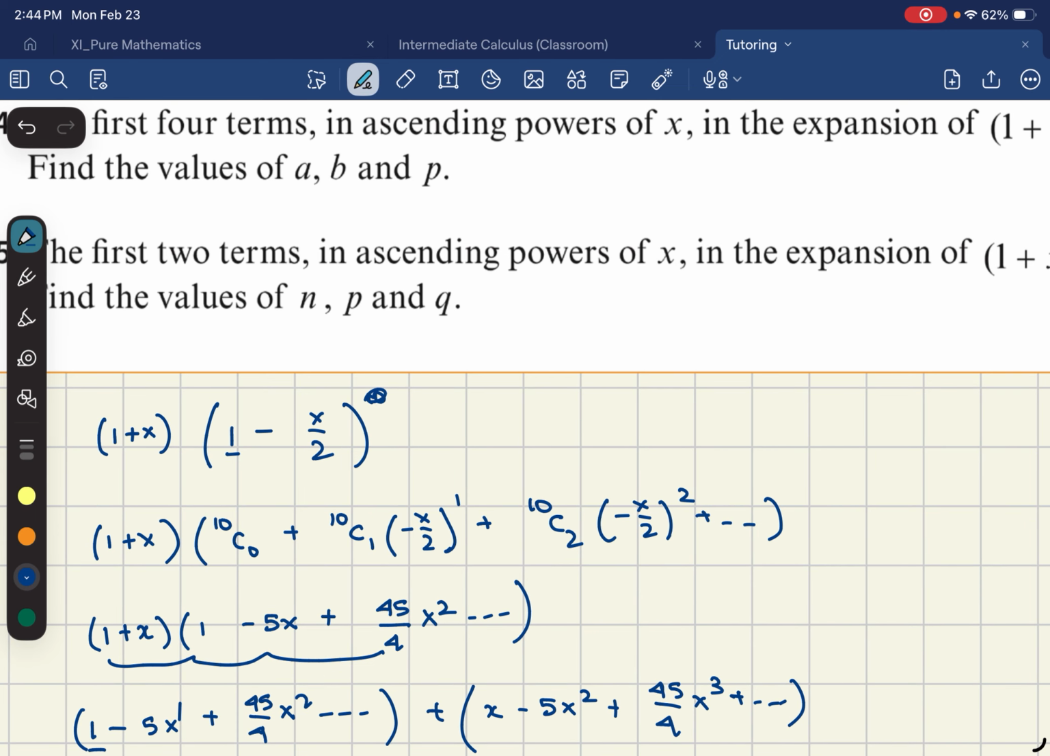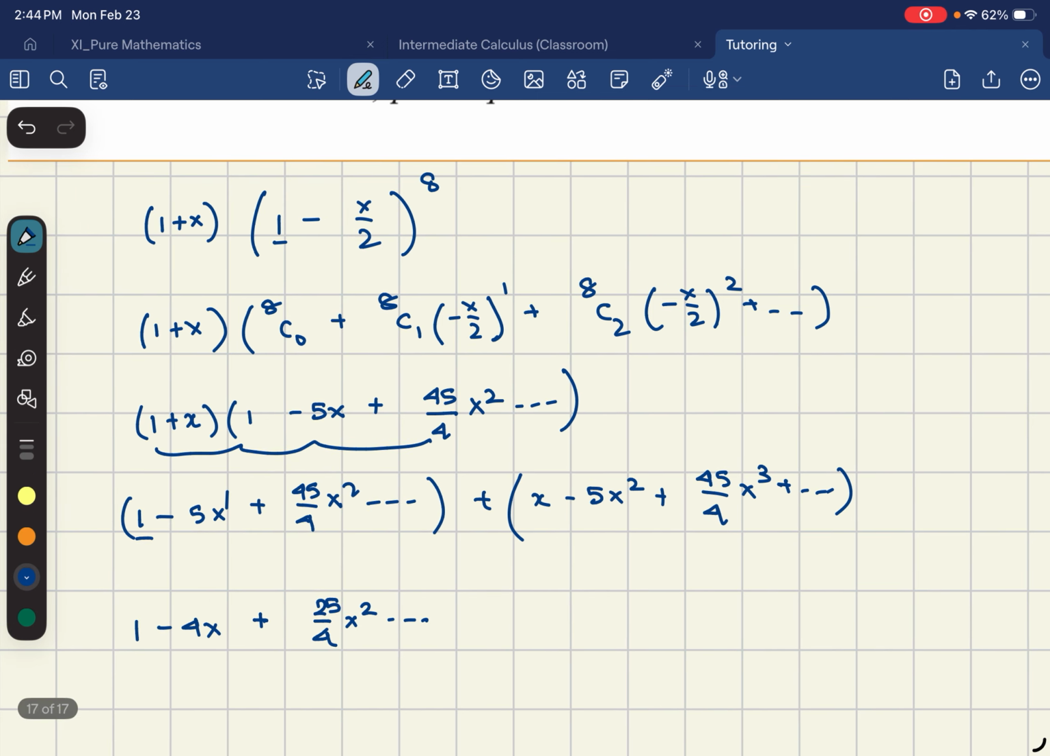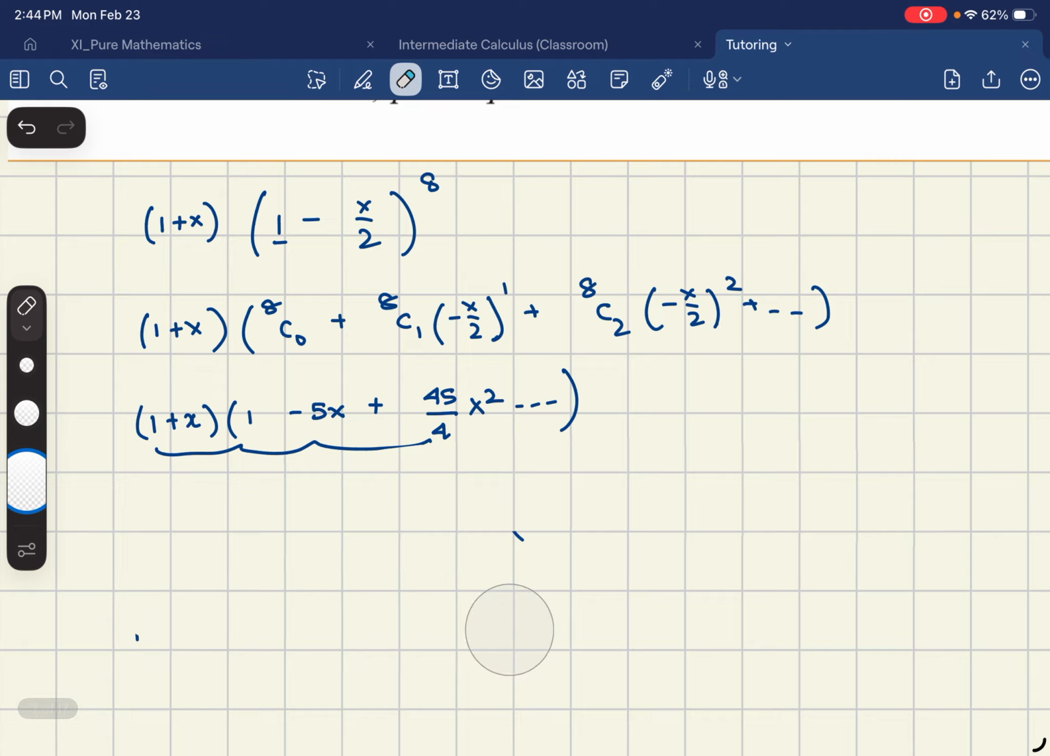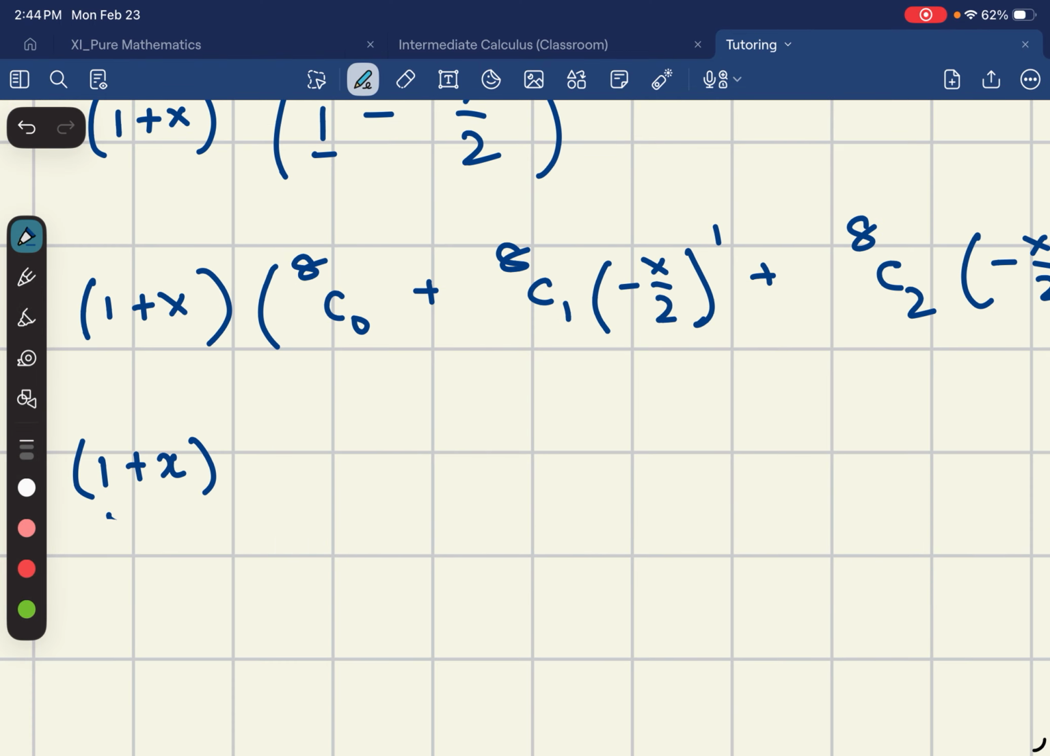I'm so sorry. This was 8. So we have to replace everything with 8 here. So I misread the question. So that is going to change our answer. So sorry about that. 1 plus x, that does not change, but the expansion changes.